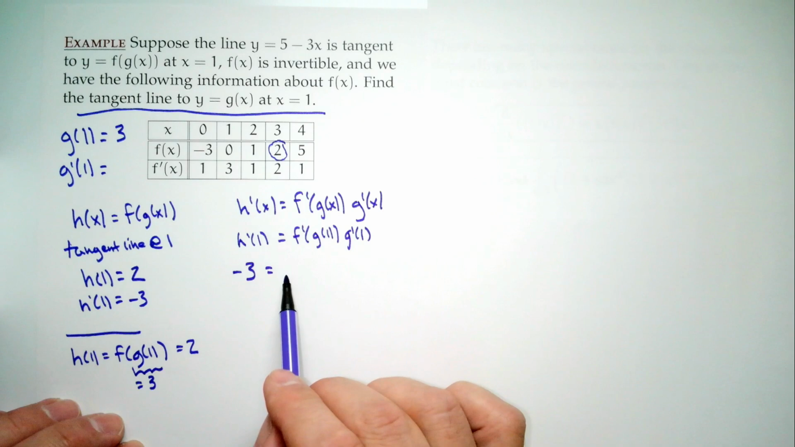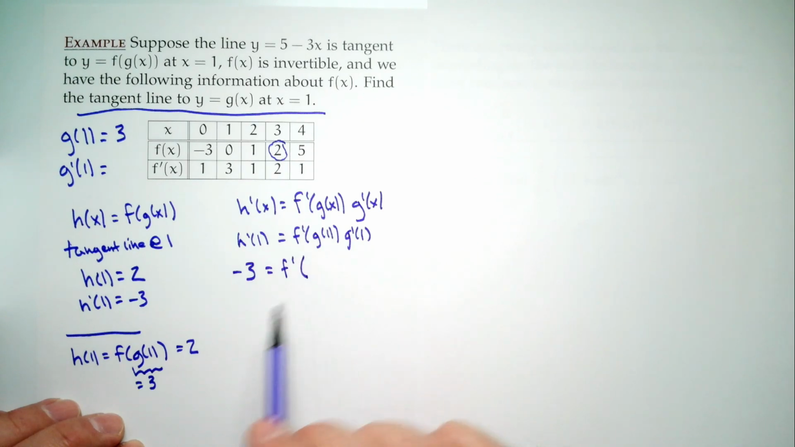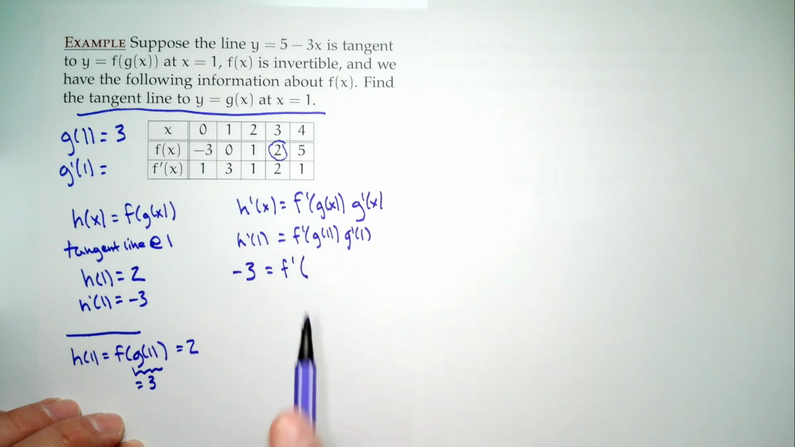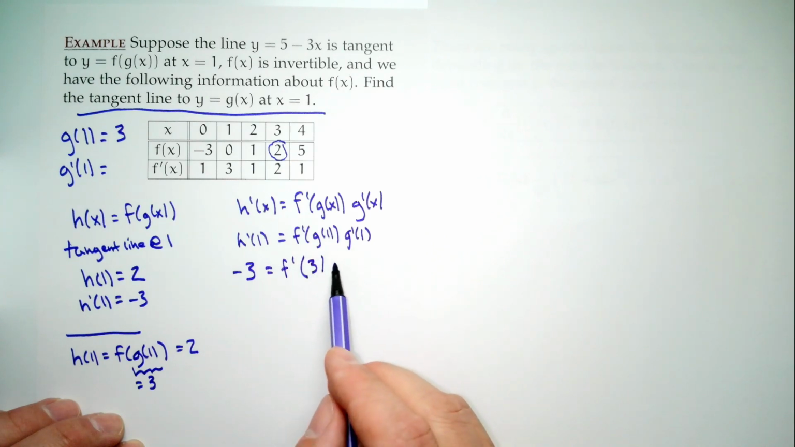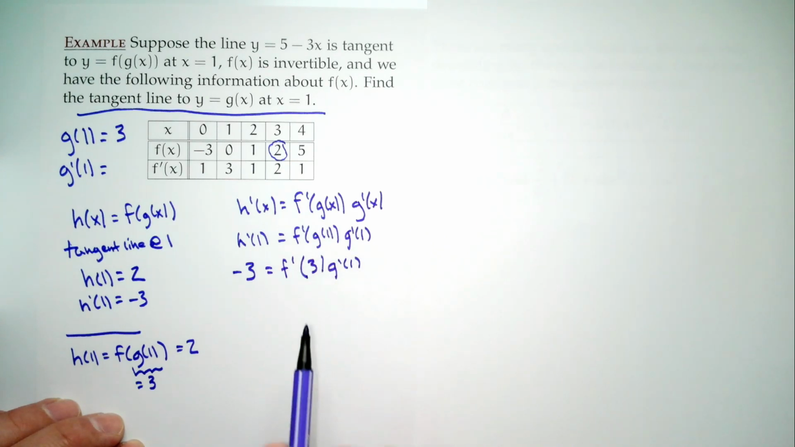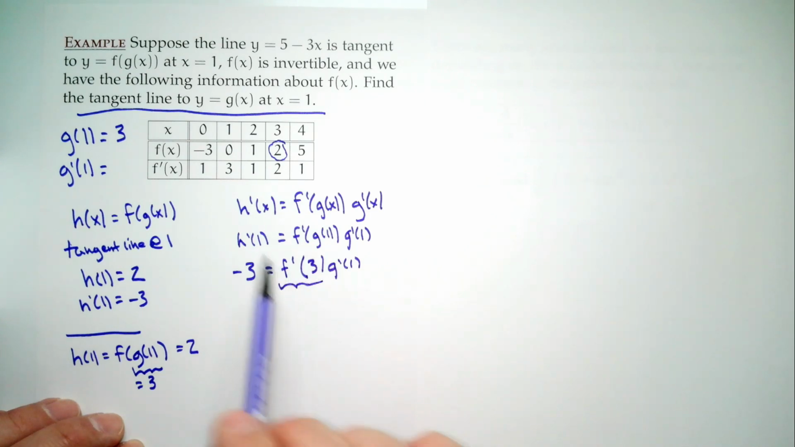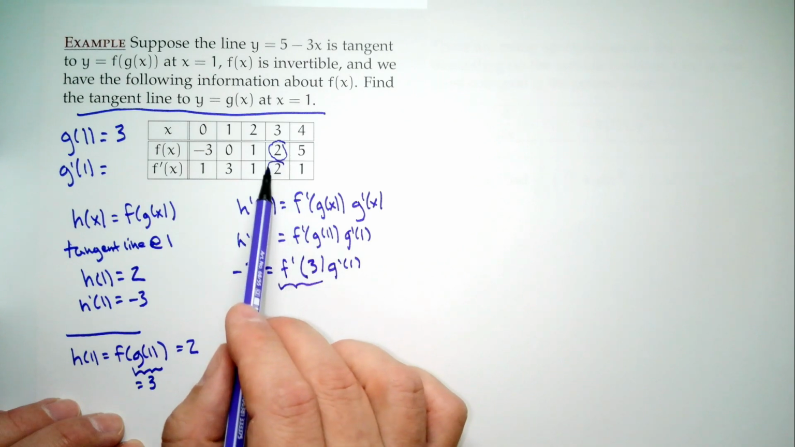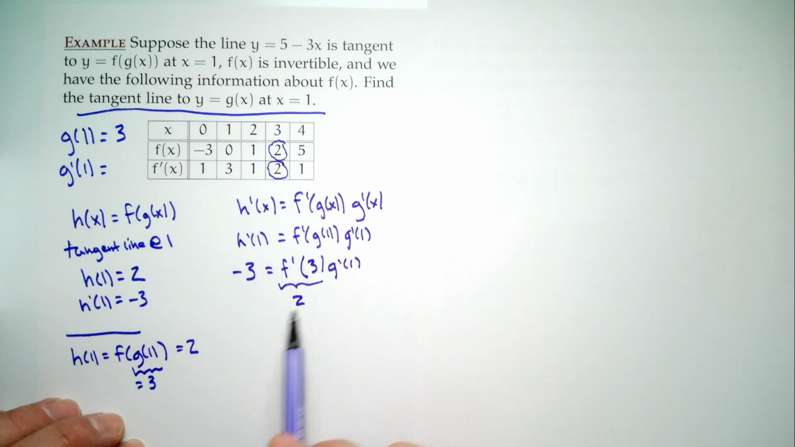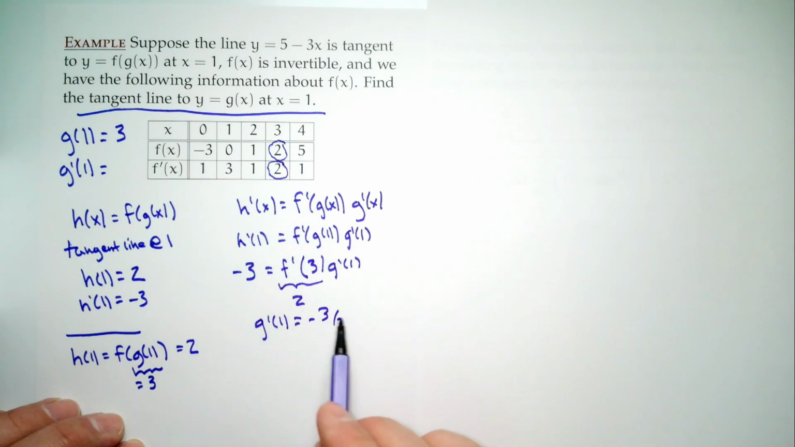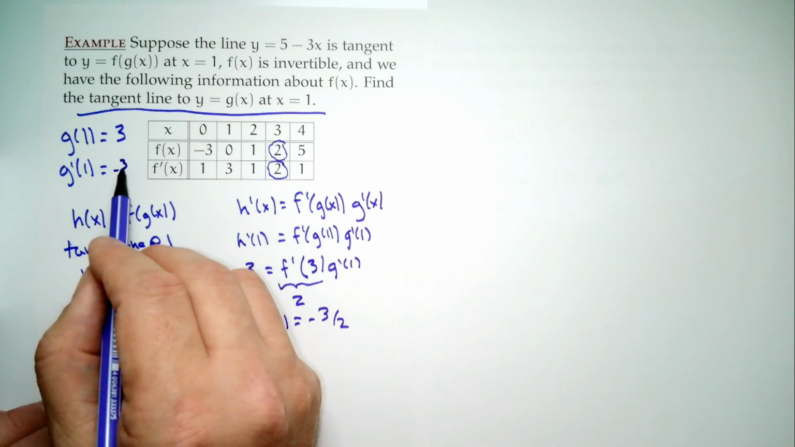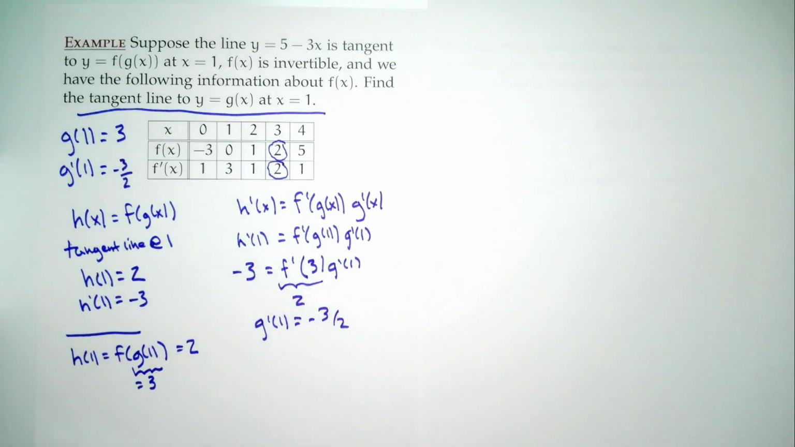That's equal to f prime of g of 1. Well, we just figured out what g of 1 is. That's 3 times g prime at 1. What is f prime at 3? It's 2. We can come down and read it off. So, what is g prime of 1? Negative 3 over 2. So now, good news, we have our point, g of 1, and we have our slope, g prime of 1.